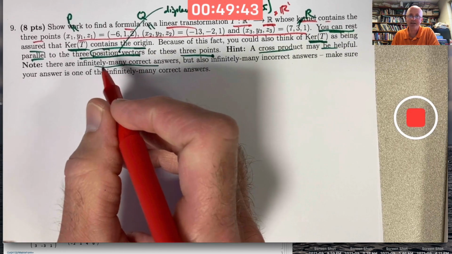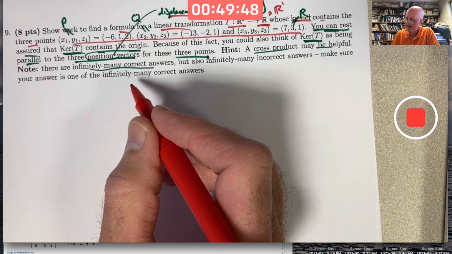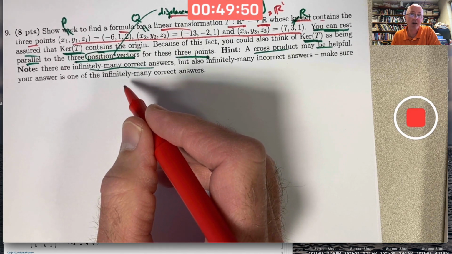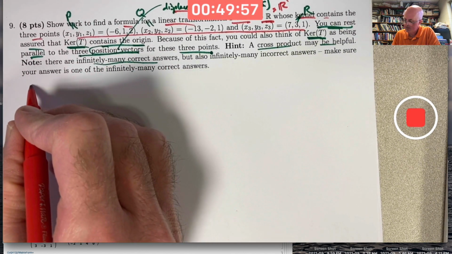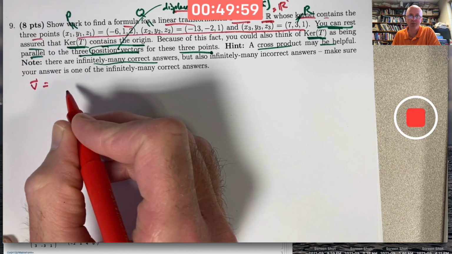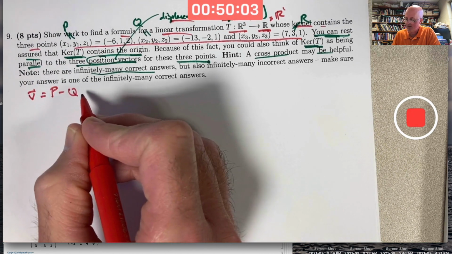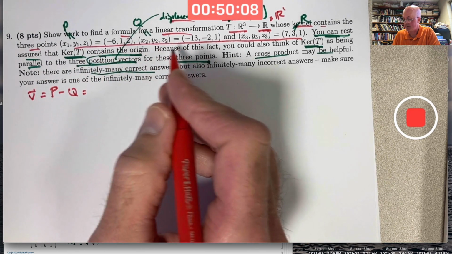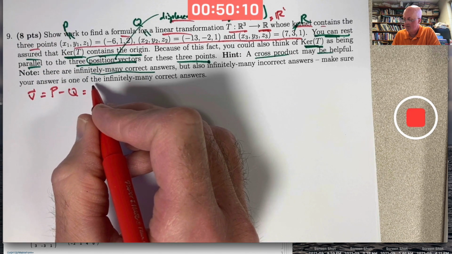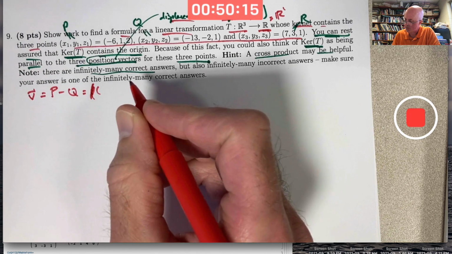The way to do that is to take those displacement vectors, the changes in position, and find their cross product to get a normal vector for the plane. Those would be the coefficients of x, y, and z in the equation. So one vector that lies in the plane is going to be, say, v equals p minus q, where I'm thinking of p and q as initially points, but I could imagine these being row vectors as well. Let's just do it as a row vector.